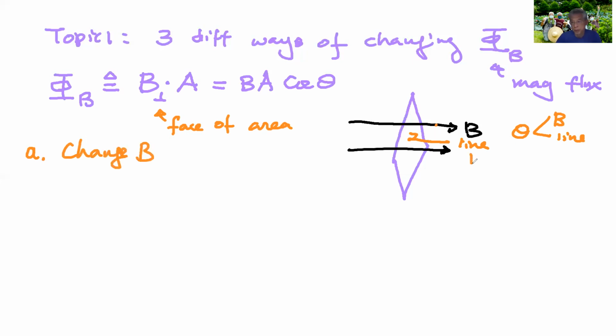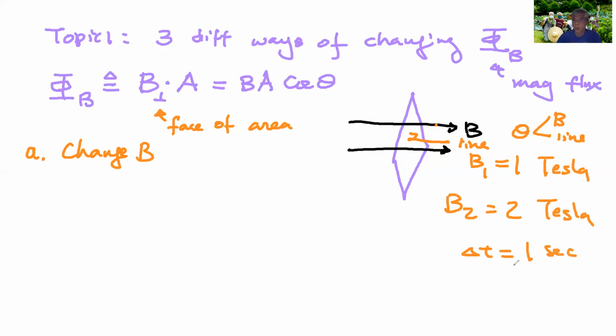right? So let's say B is equal to 1 Tesla. If I go from B1 and now become B2 is equal to 2 Tesla within the delta t of 1 second, then you see that the phi B, so delta phi, I'm going to drop the B here, will be equal to phi 2 minus phi 1, which is then equal to B2 minus B1, and then A.